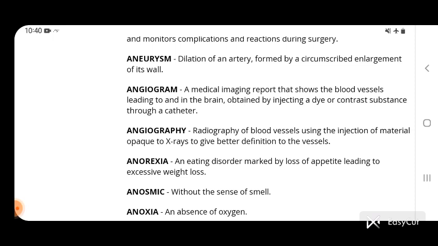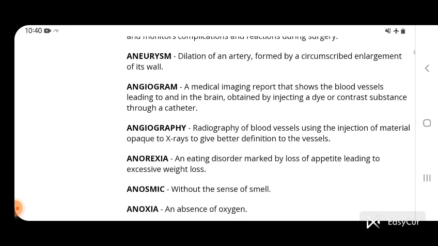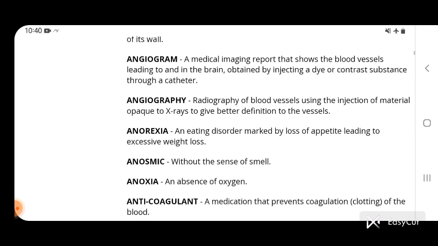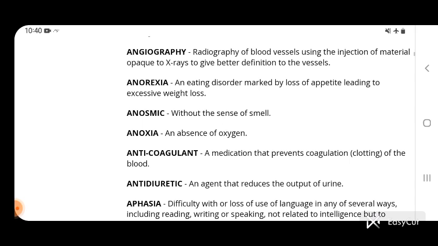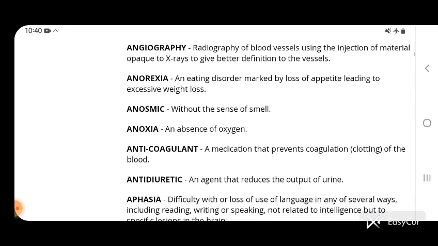Next is anorexia. Anorexia is an eating disorder marked by loss of appetite, which leads to excessive weight loss. Next is anosmia. It is defined as being without the sense of smell, a person who cannot perceive the sense of smell. Next is anoxia. Anoxia is defined as the absence of oxygen. Next is anticoagulants. These are medications which prevent the coagulation of the blood.